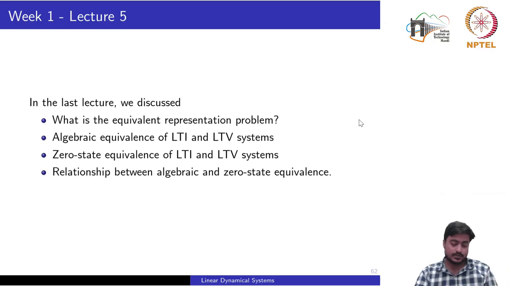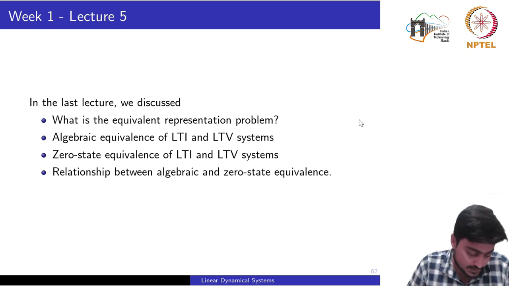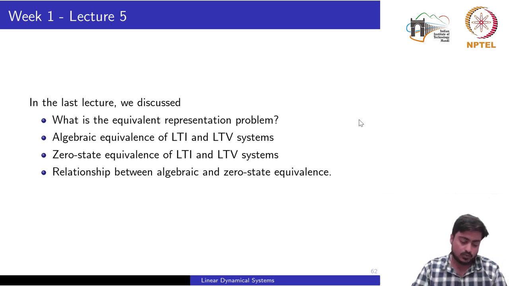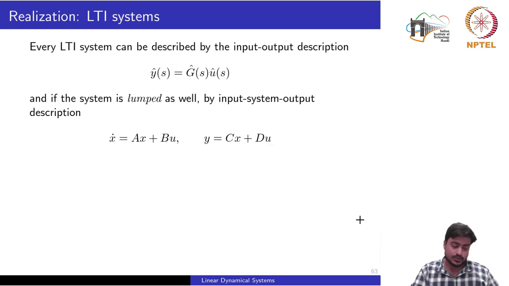So hello everyone. Today we'll see lecture 5 of week 1. In the last lecture we discussed what the equivalent representation problem is. We discussed the notion of equivalent representation. We also discussed algebraic equivalence, zero state equivalence, and the relationship between zero state equivalence and algebraic equivalence. One of the most important results we discussed was that a time varying state matrix was transformed into a constant matrix, right? So today we will discuss the realization problem.